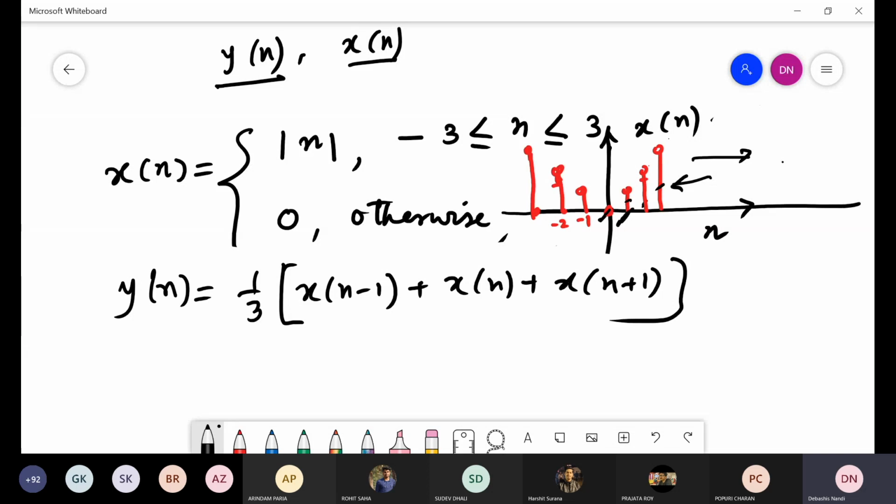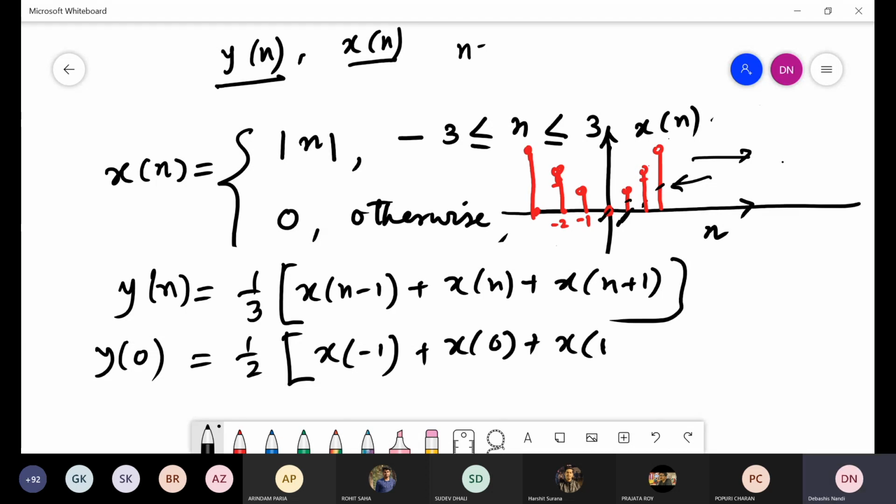For this case, it is possible to find the value of y for n equal to 0, 1, 2, 3, 4, minus 1, minus 2, minus 3, like that. For example, if you want to find y 0, that is, the sample value of the output signal at n equal to 0, the signal will be 1 by 3 times x of minus 1 plus x 0 plus x of 1. This is the value of y 0, because where n is 0, for all the places of n you are putting zeros.